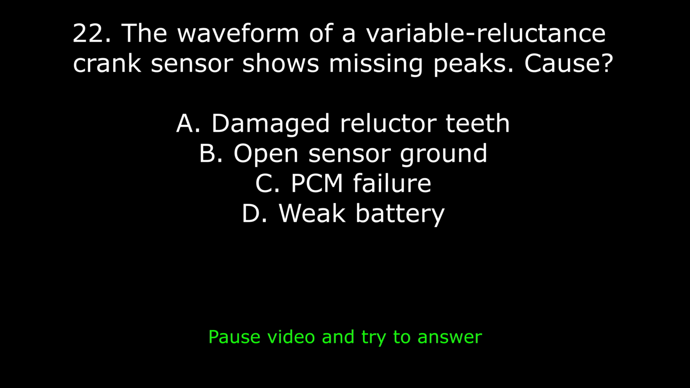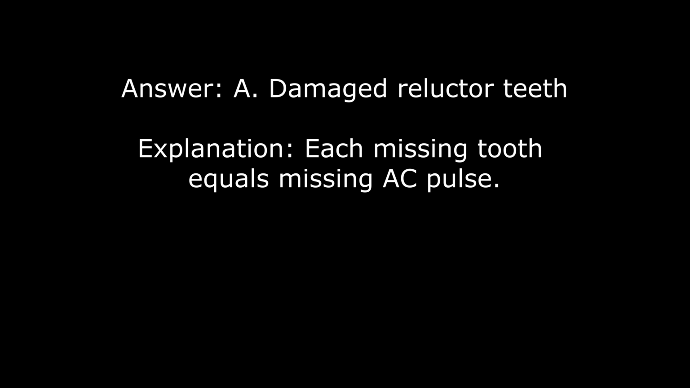22. The waveform of a variable reluctance crank sensor shows missing peaks. Cause: A. Damaged reluctor teeth. B. Open sensor ground. C. PCM failure. D. Weak battery. Answer: A. Damaged reluctor teeth. Explanation: each missing tooth equals missing AC pulse.